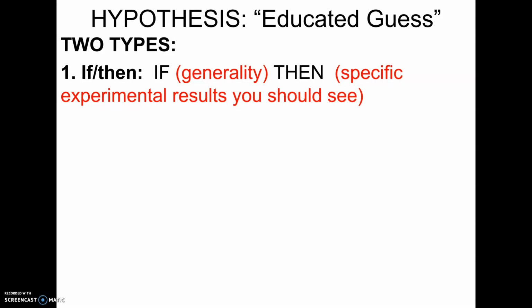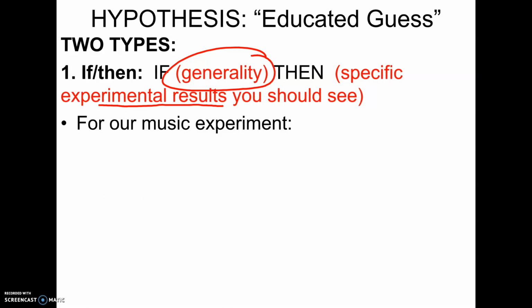The if part of your if-then is a generality. In other words, what I think, my hypothesis, is really the if. So if listening to music helps me study better, that's generally what I think. That's my generality. My then is the actual experimental results that are going to support it. So if listening to music does help you study better, how are we going to know? The then is that those students who listened to music while they studied will perform better on the test.